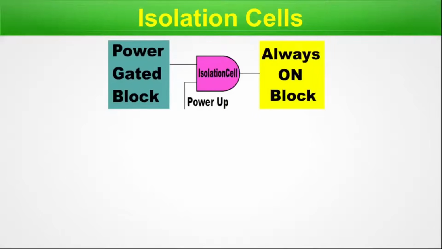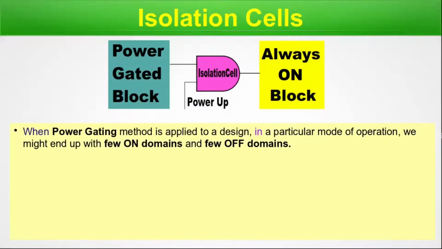Isolation cells. So here, let me bring my mouse pointer. Here we have a power gated block, which is connected with an always on block. And in between we place the isolation cell, and we keep our control in hand whether to isolate or to connect these two blocks. So this cell is called isolation cell. Now let me bring up the text.